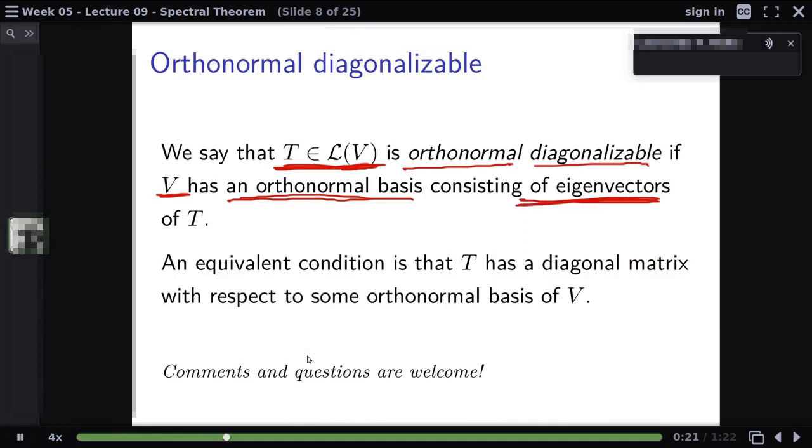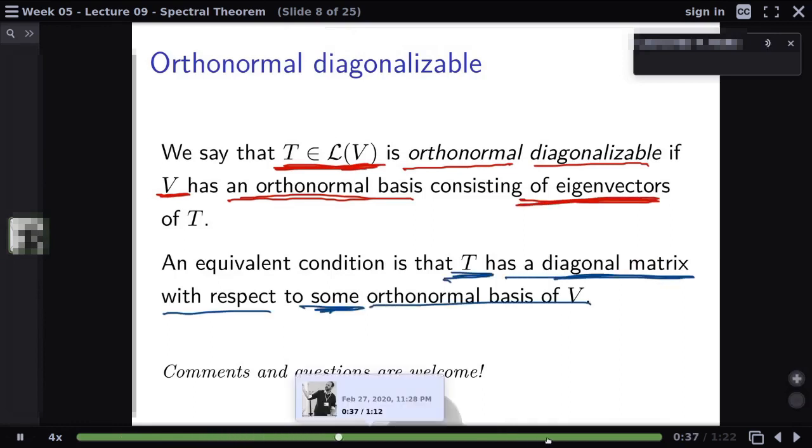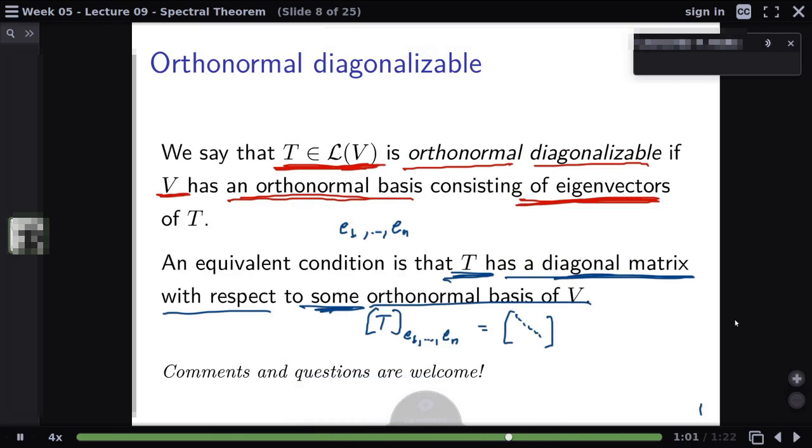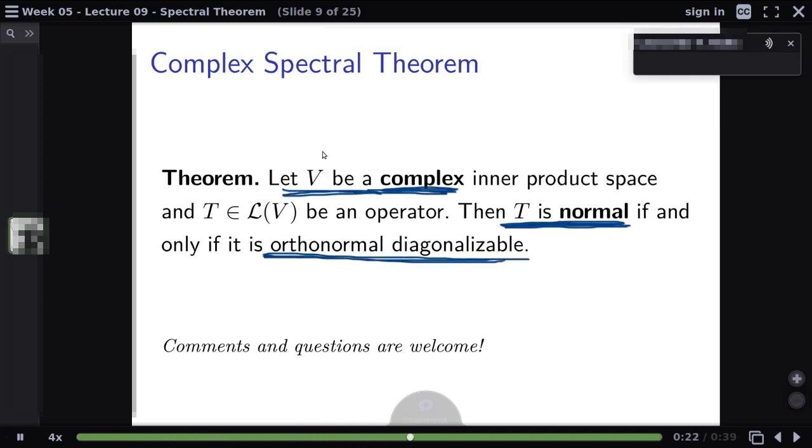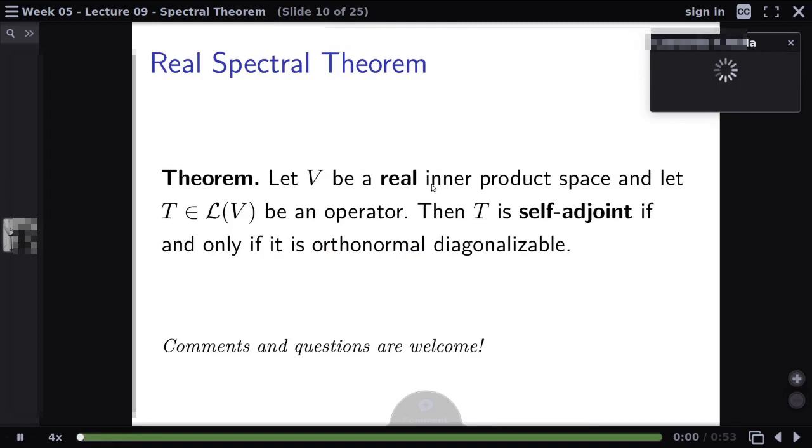So here I'm changing the topic. I'm changing to orthonormal diagonalizable, giving the definition. Let's skip to the next slide. Okay, and I'm stating the theorem. So students could have asked a question here. They did not ask the question, but sometimes they do. So I'm stating the theorem, then I'll state the real version, of course.